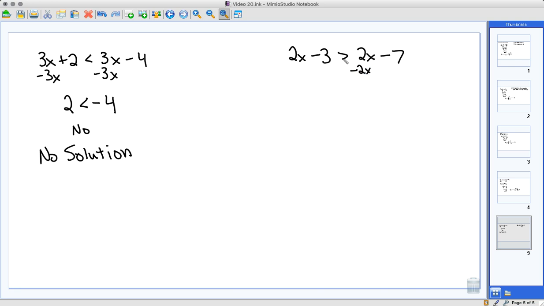So then we're going to solve this other one. So we're going to subtract 2x from both sides. So I get negative 3 is greater than negative 7. Well, that is a true statement. Okay, that's where you're going to get that all solutions answer. Okay. The nice thing about these two is you don't have to graph if you get a no solution or an all solutions. Okay, we do not have to graph them.